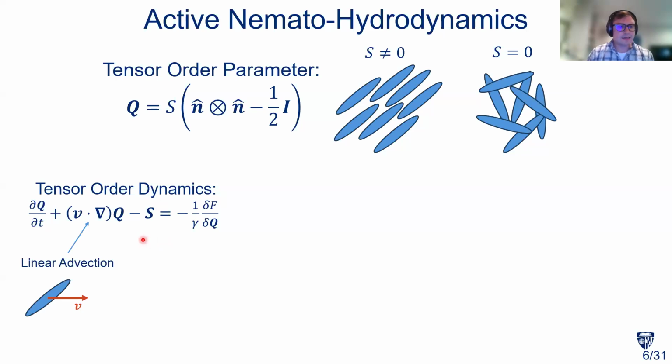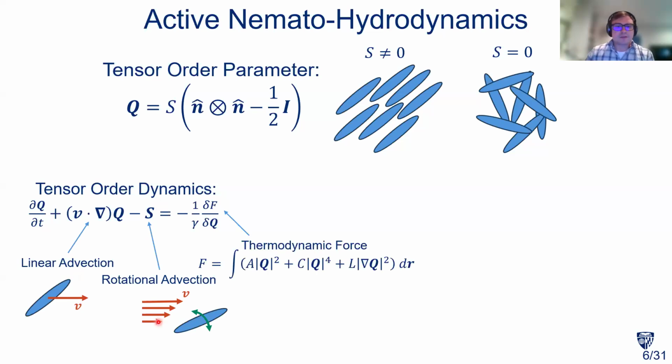But the physics of it is just that there's linear advection by the underlying fluid. There's a rotational advection, so when there's gradients in the fluid flow, the little rods might want to rotate. And then there's a thermodynamic force which tries to drive the system to a free energy minimum. And the free energy here is a Landau-de Gennes free energy with a one-constant elastic energy, which penalizes spatial variations.